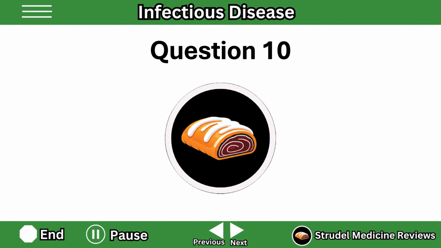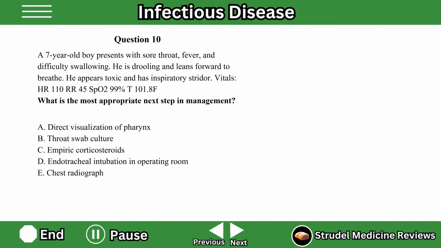Question 10. A 7-year-old boy presents with sore throat, fever, and difficulty swallowing. He is drooling and leans forward to breathe. He appears toxic and has inspiratory stridor at rest. Vitals are tachycardia to 110, respiratory rate of 45, satting 99% on room air, and temperature of 101.8. What is the most appropriate next step in management?